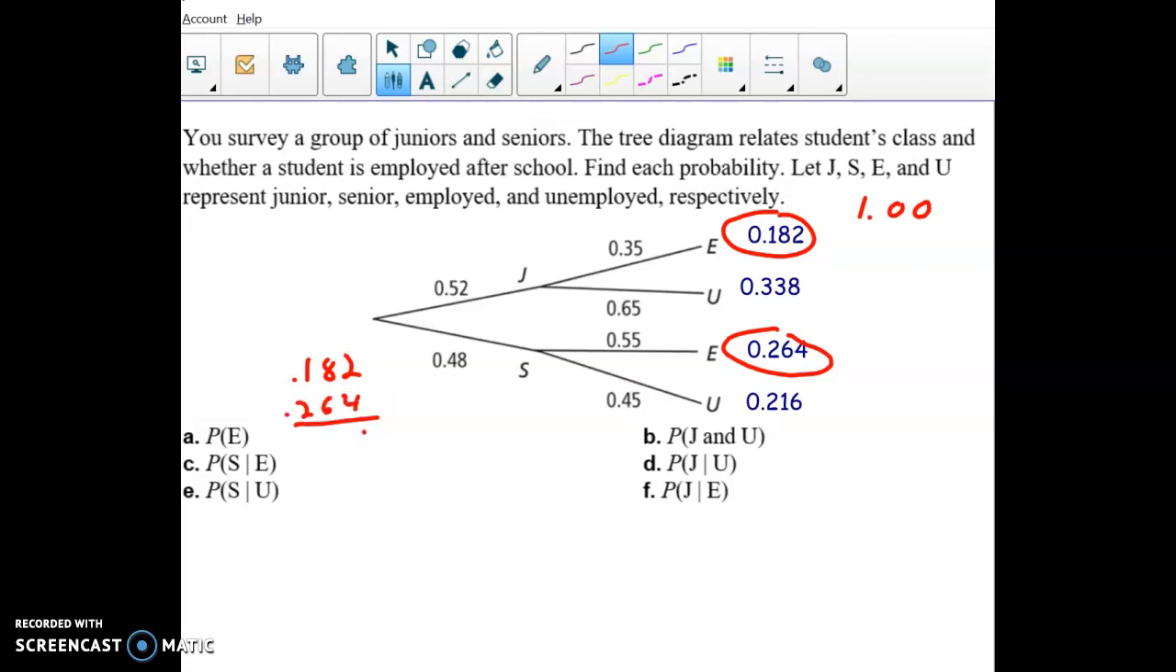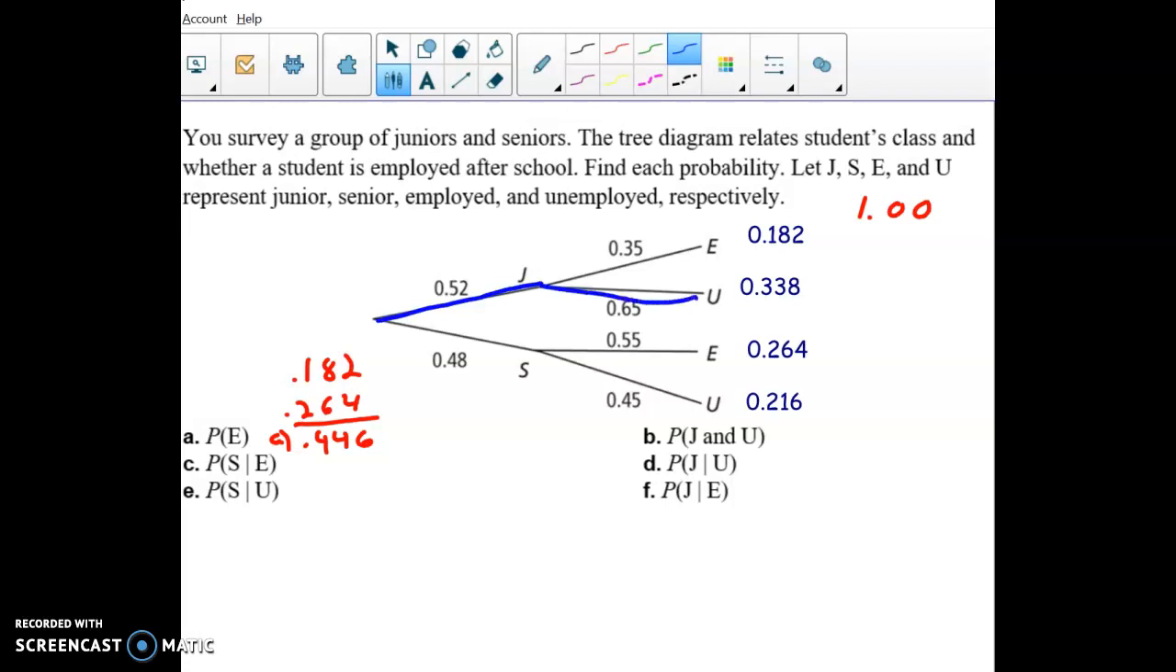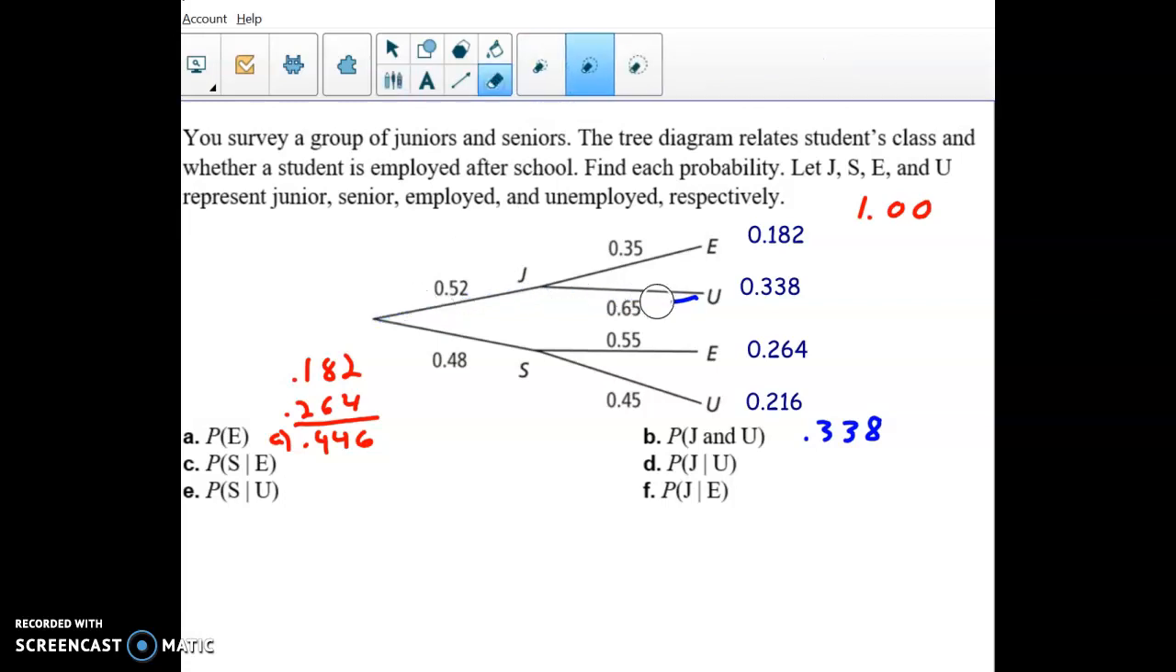And if you add those up, I think that would be about a 44.6% chance of being employed for letter A. Okay, letter B. This is probably the easiest one as long as you know how to interpret it. We just have to figure out the number that is junior and unemployed. So you just follow the path. Here's junior, unemployed, and that total out of the 100% is 33.8%.